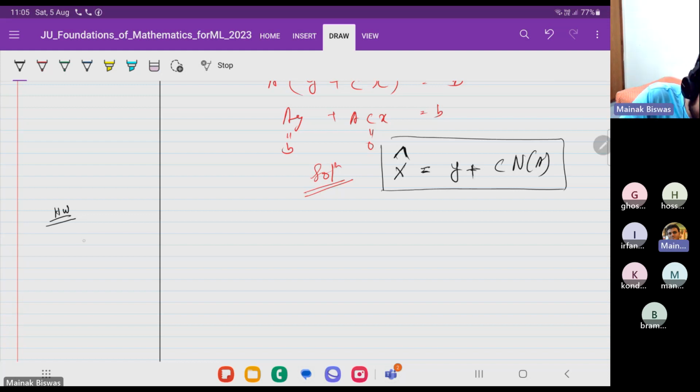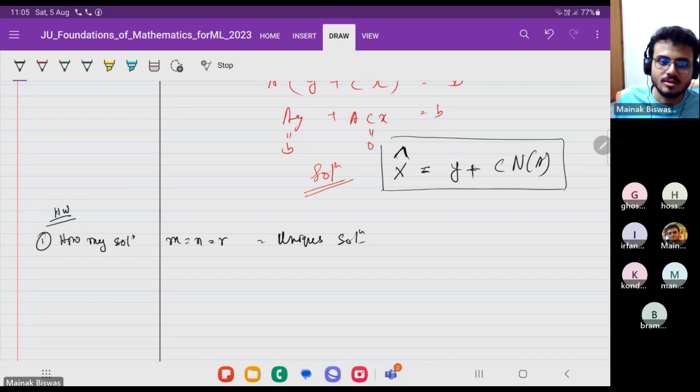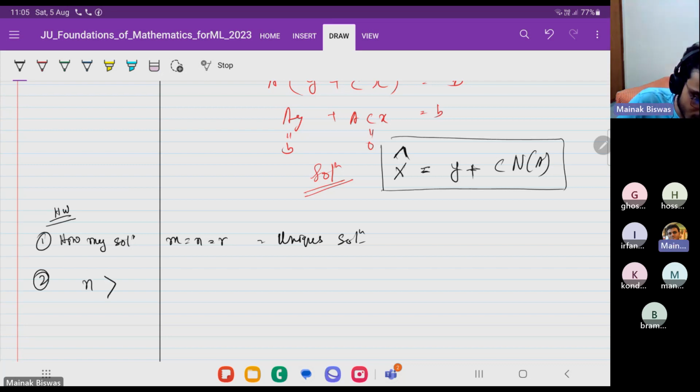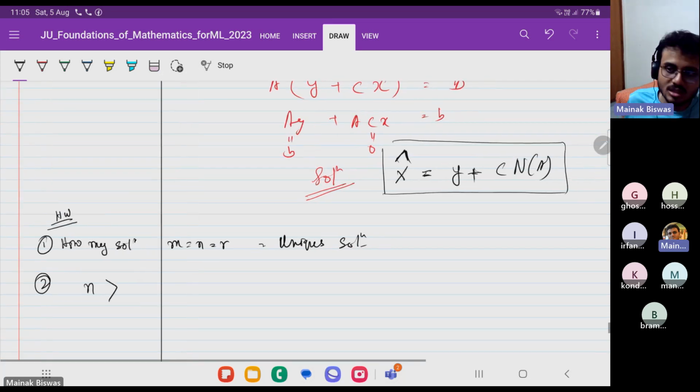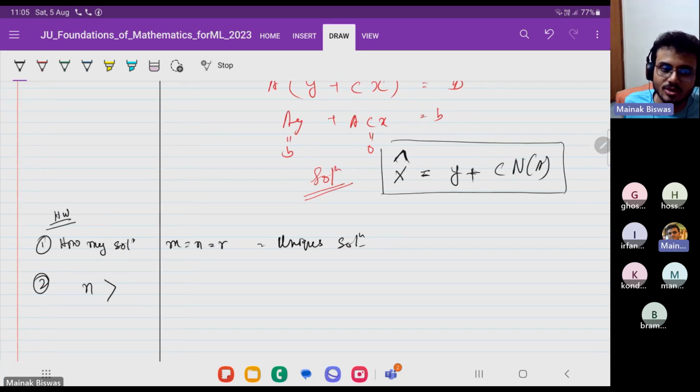So your homework would be, how many solutions? The easiest case is m equal to n equal to r. We have already done the unique solution, right? So you don't need to do this. The second question, I will give you as your assignment question only. Two assignment questions I will give you. Keep them ready, I've been telling you from beforehand. It will be your assignment question.